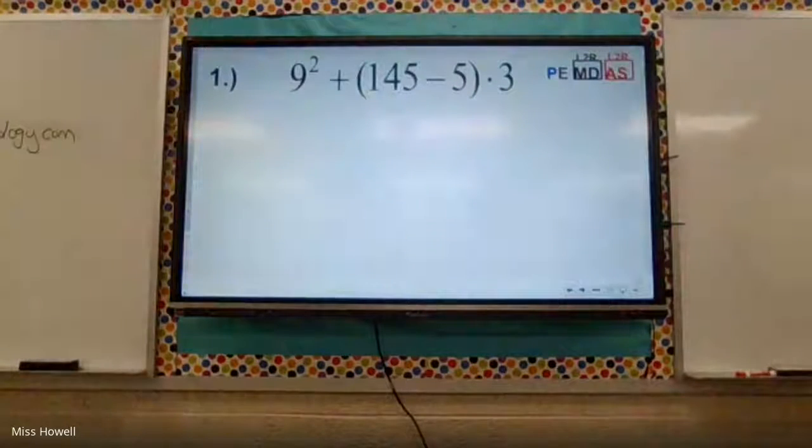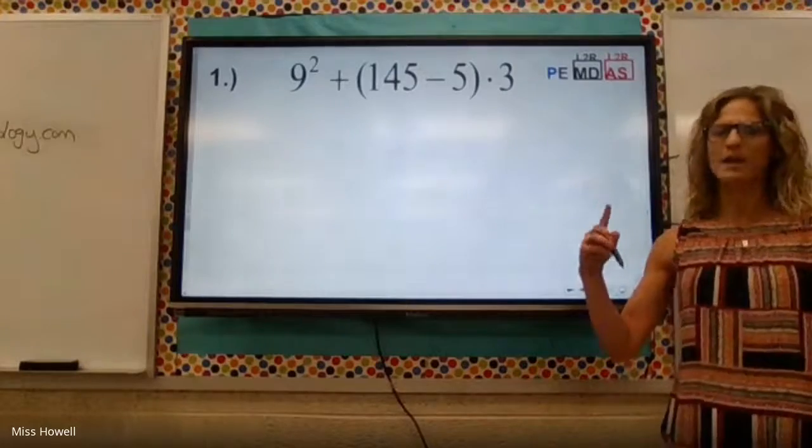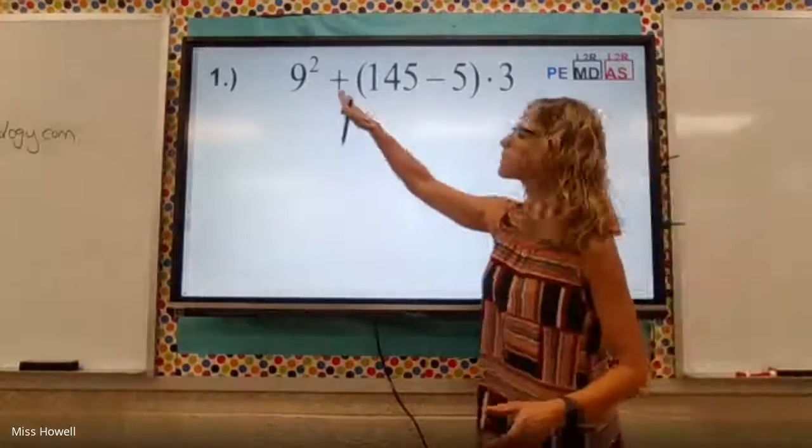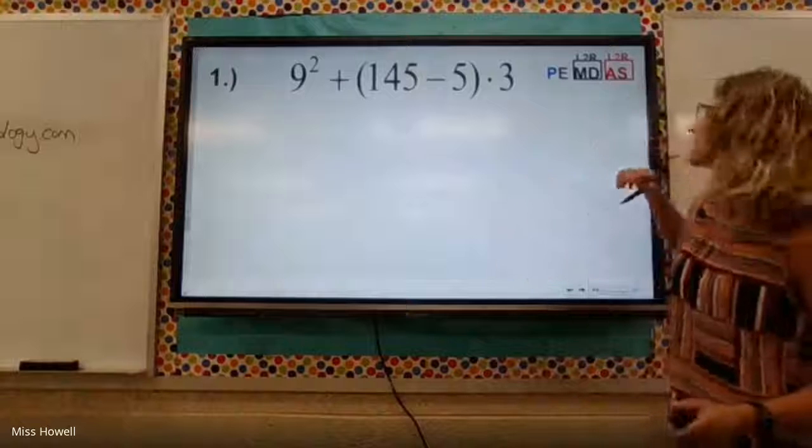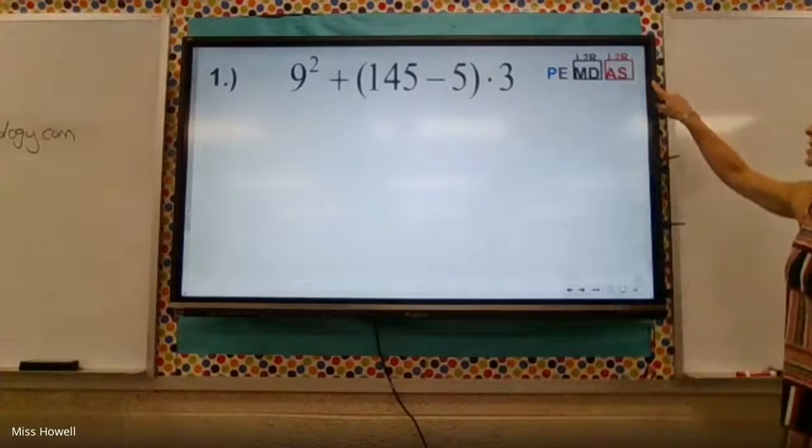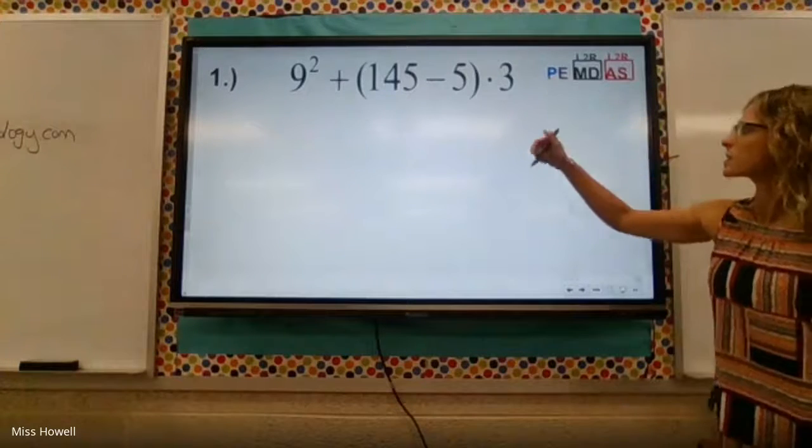So example number 1, if you need to, hit pause, copy it on down. 9 squared plus quantity 145 minus 5 times 3. We want to evaluate until we get down to one final number. And the way that we do that, when there's just numbers, called a numerical expression, we follow this special order of operations. So I'm looking for grouping symbols first.